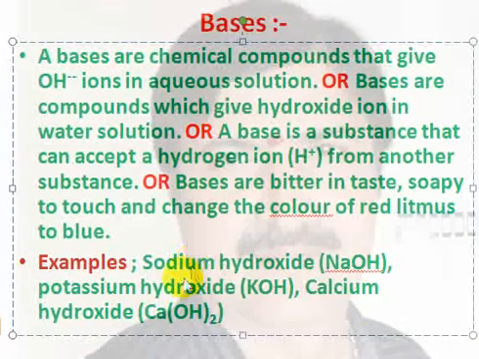Sodium hydroxide, its molecular formula is NaOH. Potassium hydroxide, its molecular formula is KOH, and calcium hydroxide, its molecular formula is Ca(OH)2. Calcium hydroxide is otherwise called lime water. So the molecular formula of lime water is Ca(OH)2.